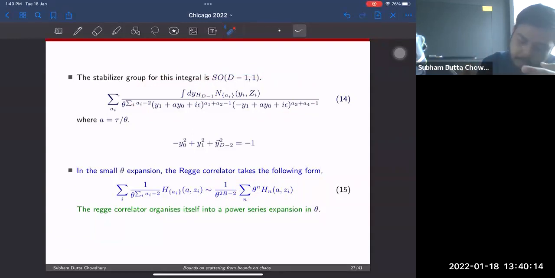What we see, the upshot of this, is that the analytic continuation from one causal regime to the other is done by tuning A, this object A, which was basically tau by theta, from A greater than 1 to A less than 1. And since this theta scaling decouples from this complicated integral, we were able to go from one sheet to the other very easily. This is because of the simple nature of the conformal integrals for bulk contact correlators.